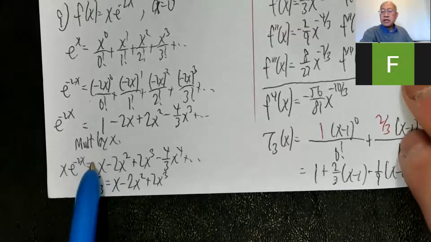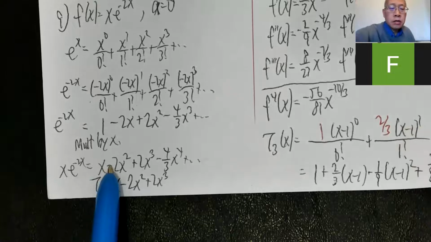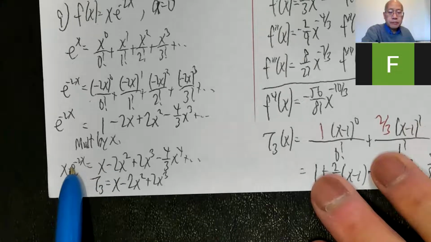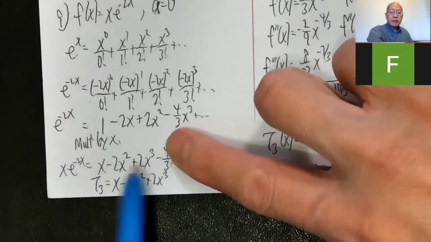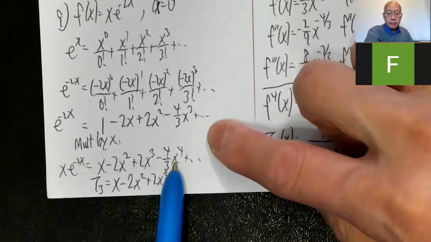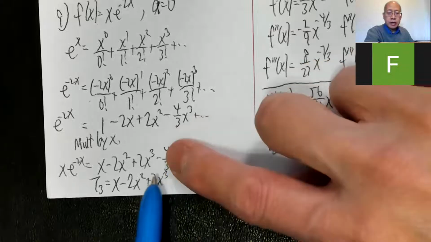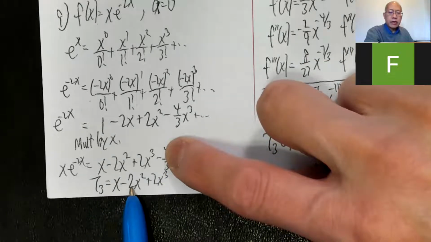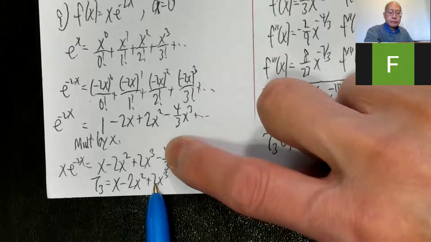Okay, so here is the power series expansion for x e to negative 2x. What is T3? I stop right here. I don't put this. T3 means third degree. So I only put these 3 down. So final answer T3 is x minus 2x squared plus 2x cubed.